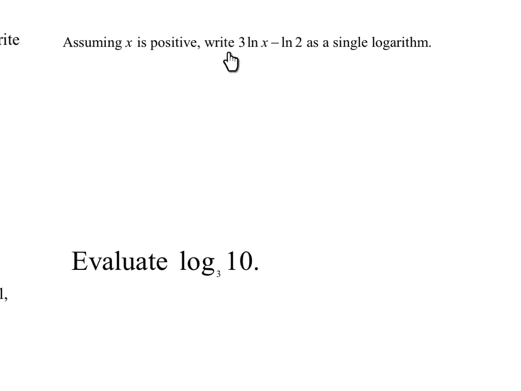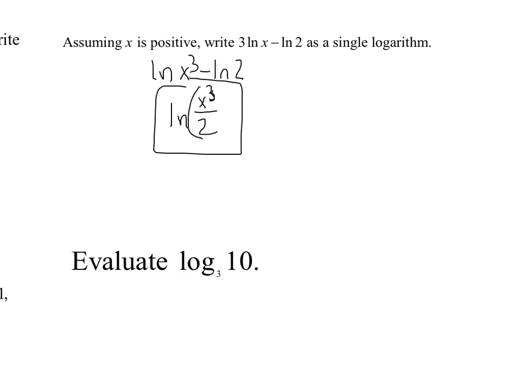Assuming x is positive, write 3 natural log of x minus the natural log of 2 as a single logarithm. So this time we're going the other way. So first thing I see is I've got multiplication going on here and then subtraction, but I'm going to take care of the multiplication first. So this would be natural log of x to the third minus the natural log of 2. Because remember, when you have the multiplication, you can bring it up to the exponent instead of backwards to multiplication. And what does subtraction mean we can condense it into? It's the natural log of x to the third divided by 2. Okay?